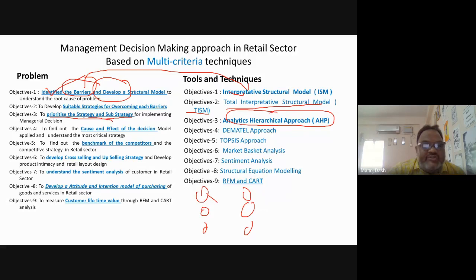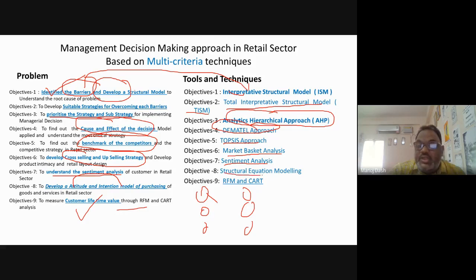If you want to know the cause and effect of your decision, then I go for the DEMATEL approach. If you want to benchmark, it means which is the best retailer on the basis of this particular criteria, or you want to do competitive analysis, I can go for TOPSIS. If you want to know the cross-selling and upselling strategy, or you want to develop the layout of the retailer, or you want to go for promotion strategy, I can apply market basket analysis. If you want to understand the sentiment of the customer, I can apply sentiment analysis. And if you develop an attitude and intention model of purchasing, I can apply structural equation modeling.